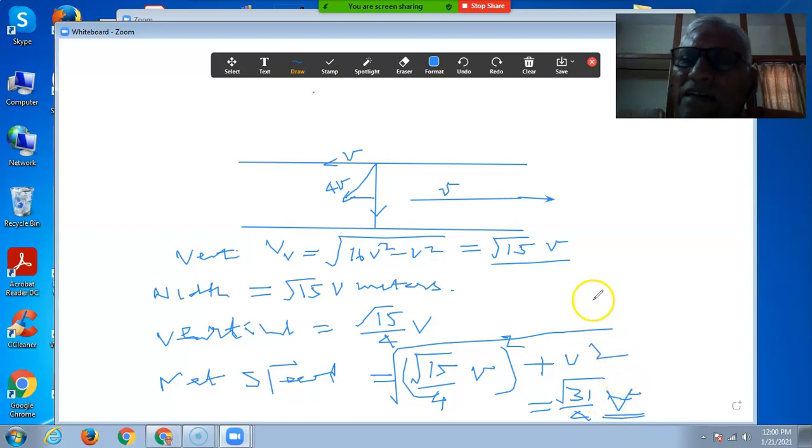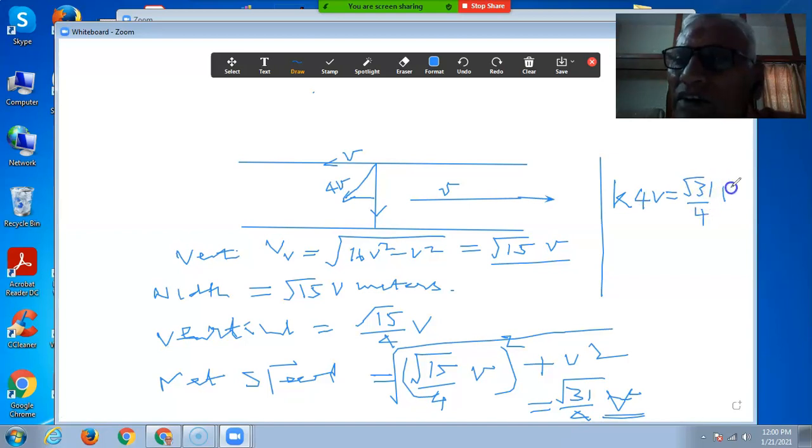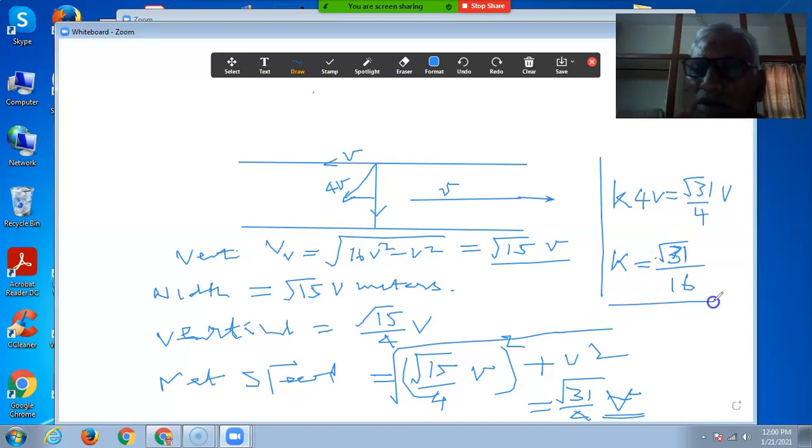So this is the net speed of the boat. Earlier the speed of the boat was 4v. What is the factor by which it reduces? K times 4v is equal to root 31 by 4 v. So the factor K is root 31 by 16. This is the factor by which the speed of the boat is reduced because of the failure of the motor of the boat.